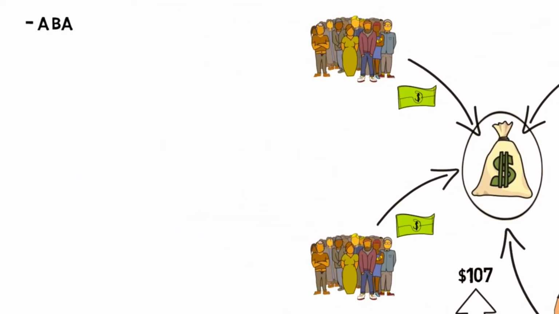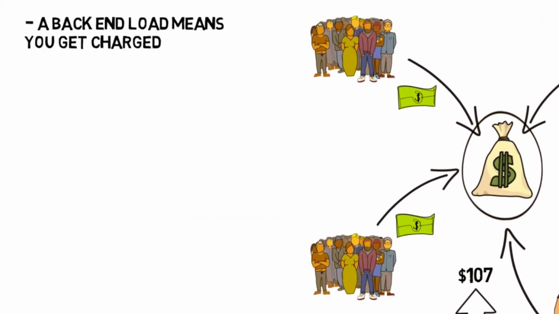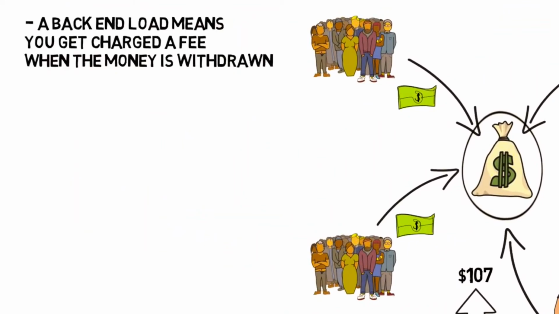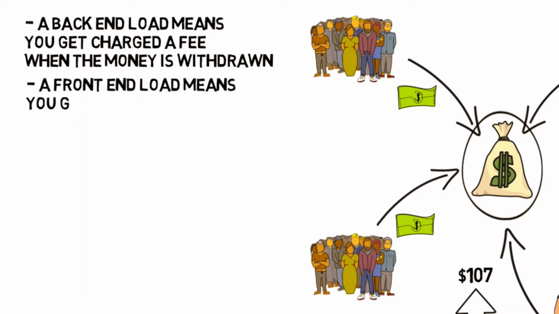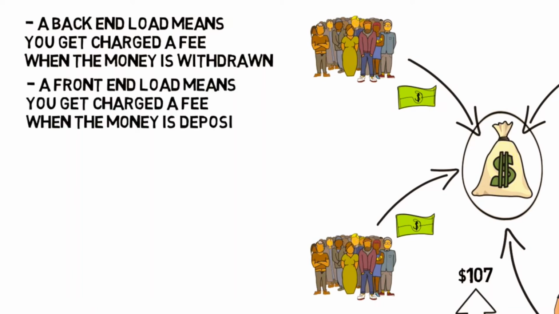With a back-end load, there's a small charge to the investor if the money is taken out from the fund within a certain period of time. This charge is typically reduced by the length of time the money is left in the fund, so a long-term investment could be taken out without having to pay any additional fees. With a front-end load, there is an additional fee charged when you deposit your funds, so you actually start with less than what you deposited.